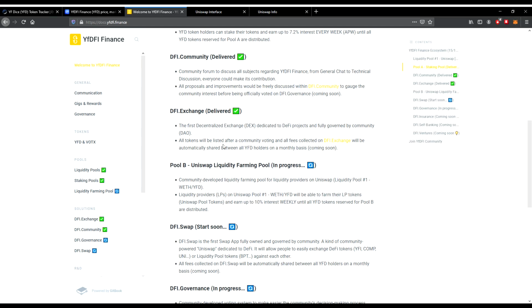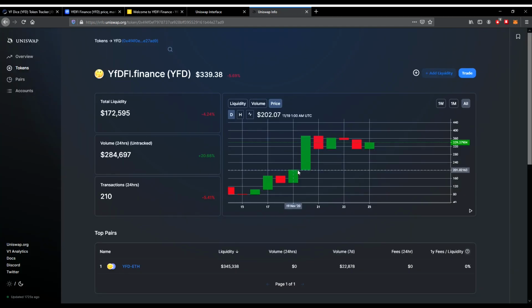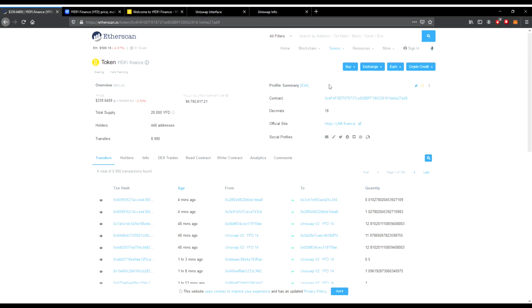So what do we see again here? So one moment. And at least let's have a short look on Etherscan. There you will find token yfdfi.finance. This is the full name of this project. The token is called YFD. You can see total supply 20,000 token. The price, very nice, $339. I always look at it very kindly. And the fully diluted market cap, so it's calculated, it's not the real market cap, is 6 million already.